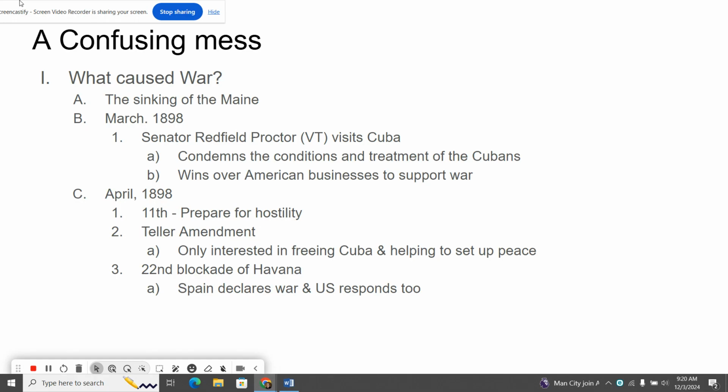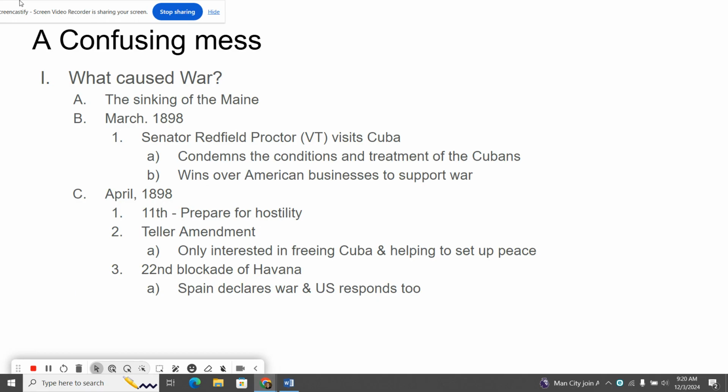Things deteriorate, and on the 22nd of April, the United States Navy officially blockades Havana Harbor, the largest port in Cuba. The blockade of the harbor, which prevents Spanish ships from coming in or going out of the harbor, results in Spain declaring war on the United States. The U.S. responds by declaring war too.